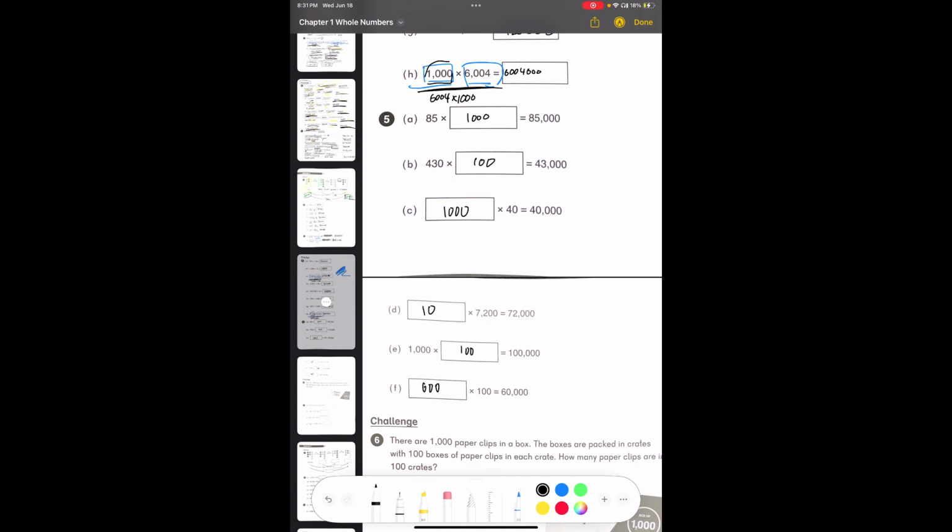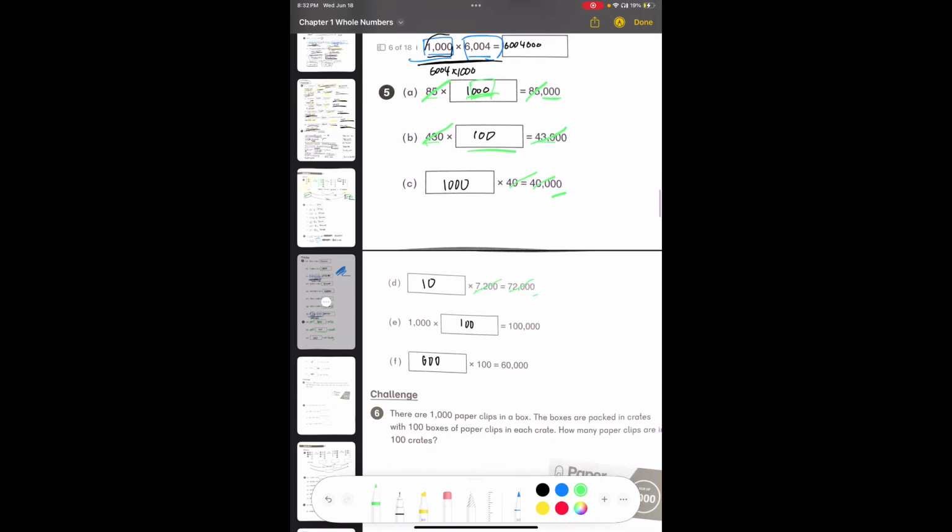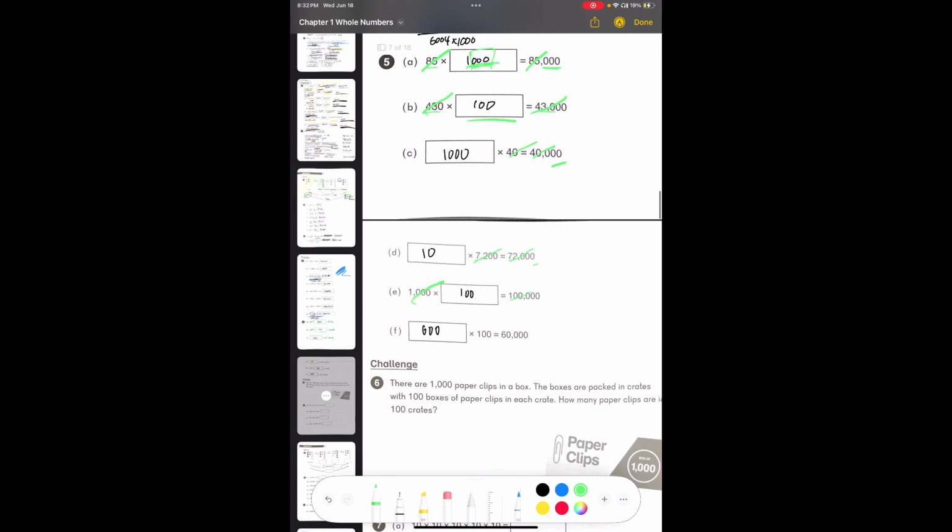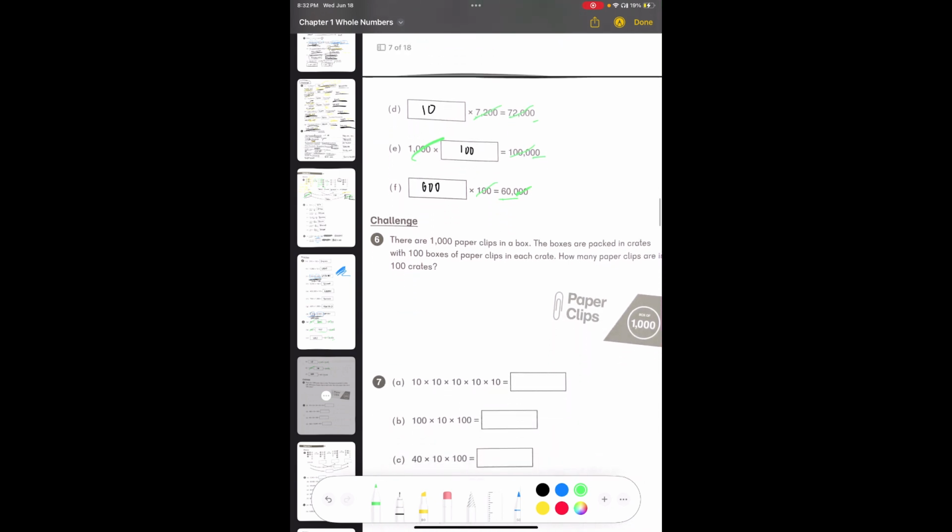Alright, so these are the answers for question number 5. The reason we have 1,000 here is because it's 85, cross out 85 like we learned before. 1,000 here, 1,000 here, get three zeros. And here, 430, 30, cross it out, two zeros, 100, 40, 40,000. And then same thing here, 7,210, 0, 1,000, 1,000, two zeros, 100, 100, cross off 100 from the back, so 600.